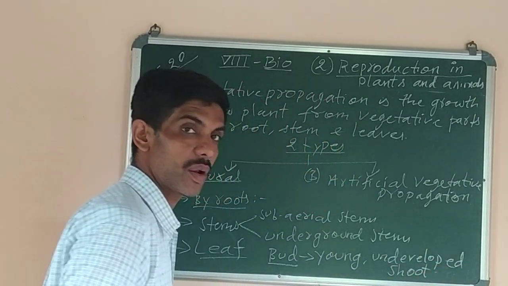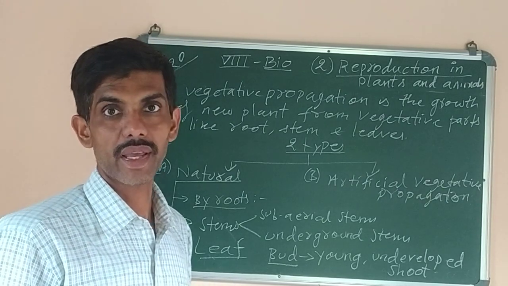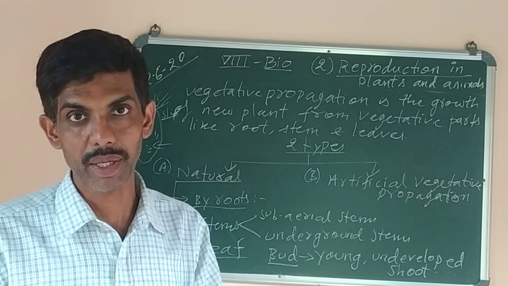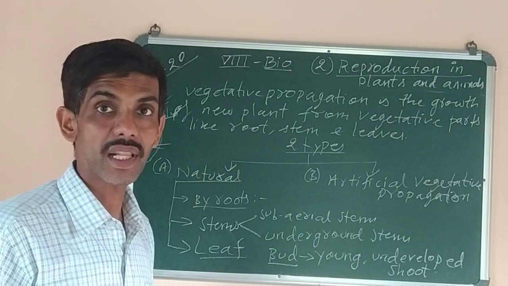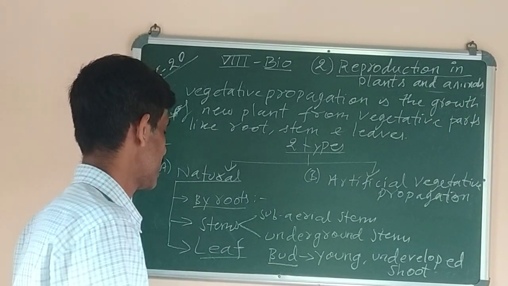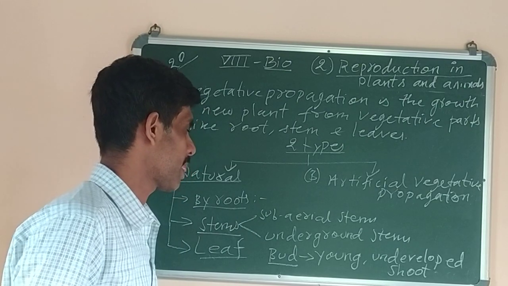There can be a floral bud which gives rise to the flower. There can be an apical bud which is found at the tip. There can be a terminal bud, apical or terminal bud. There can be an axillary bud which is present in the angles. Now next we have the stems.